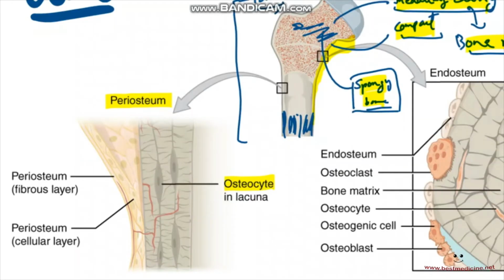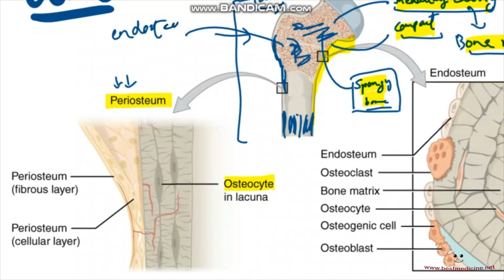Now this periosteum is present on the outer surface of the bone. For example, let's look at this diagram. There's the outer surface of the bone, and then there's the inner spongy bone, which is also surrounded by a membrane, and on the inside it's called the endosteum. On the outside it is called the periosteum, while on the inside it is called the endosteum. There's another difference: the periosteum, on the outside, is made up of two different layers.